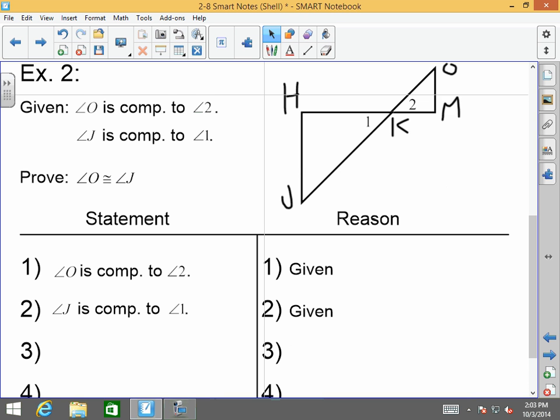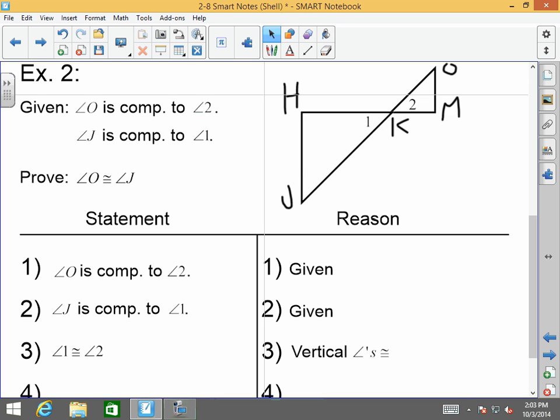Being that O and J are complementary to 2 and 1, what do I know about 2 and 1 right now? They're congruent. Angle 1 is congruent to angle 2. Why? You could say, in this case, very good. You have two choices here. You could say complements of the same angles. Well, wait a second. No, you don't have same angles here. No. Vertical angles, period.